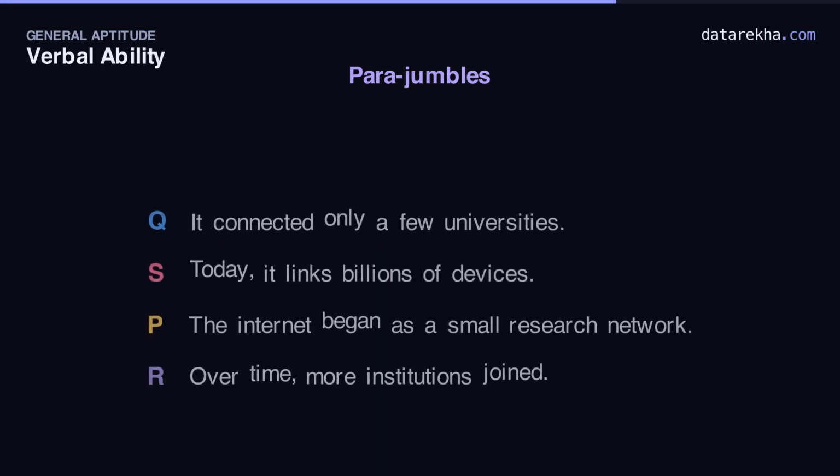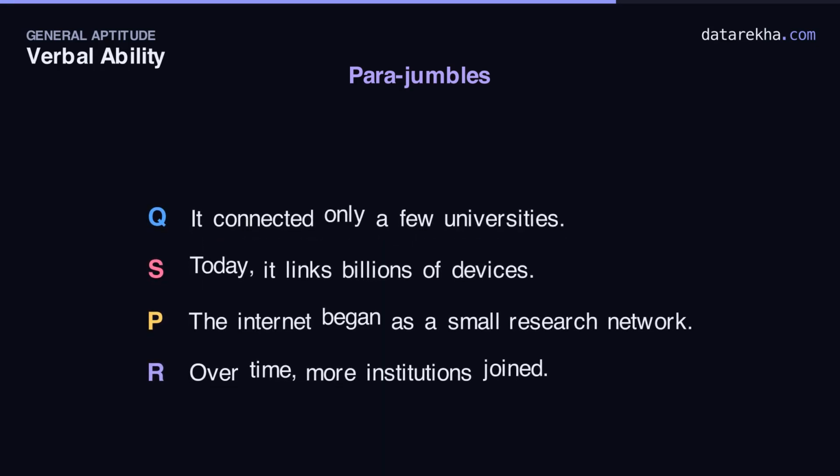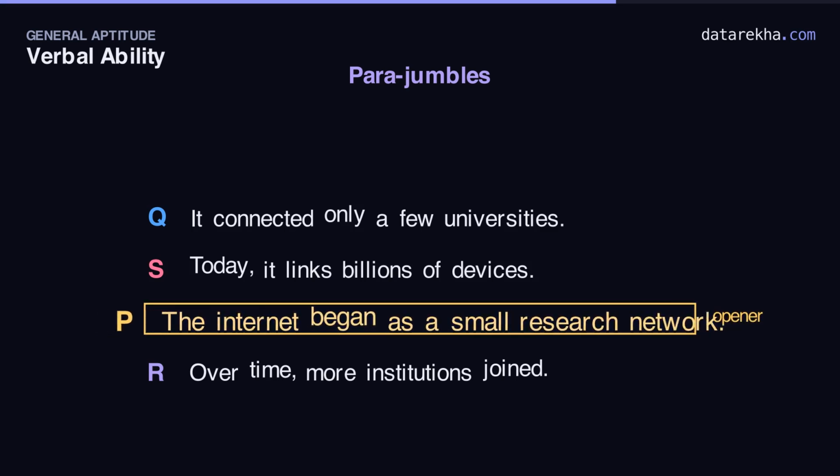Here are 4 sentences, shuffled, P, Q, R, S, but scrambled on screen. Read them once and look for the one that could start cold. P is the opener. The internet began as a small research network. It names the topic outright and it borrows nothing from before. That is our first sentence.